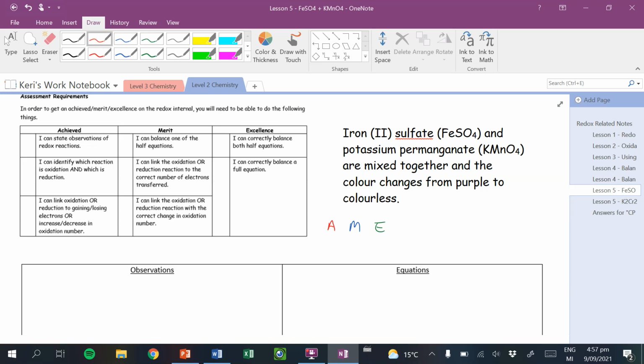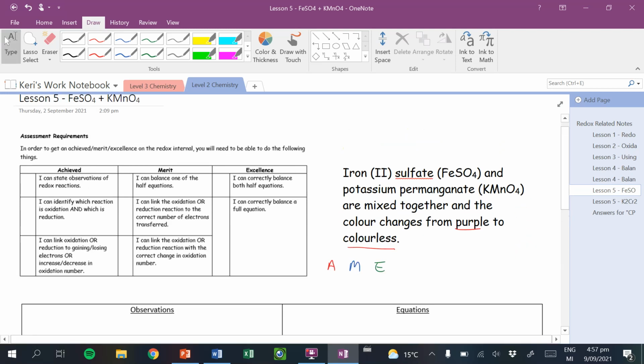So, first thing I'm going to be doing is keeping in mind what I'm mixing together. You have iron sulfate and potassium permanganate. They are mixed together, and the color changes from purple to colorless. So I need to take that information and figure out what are the active reagents involved in that reaction. So let's break this ionic compound apart.